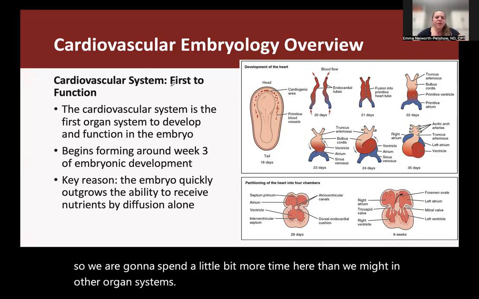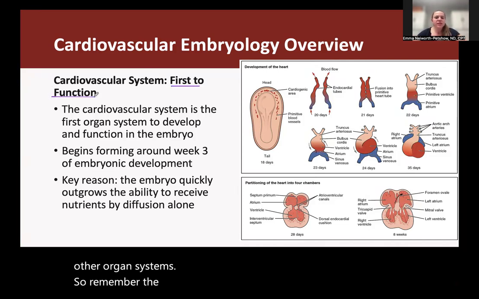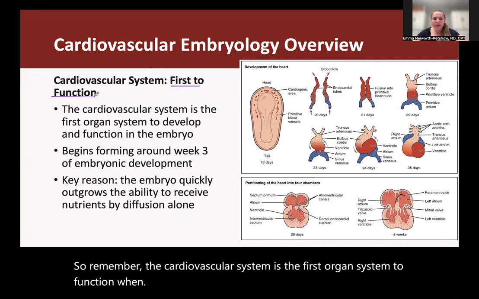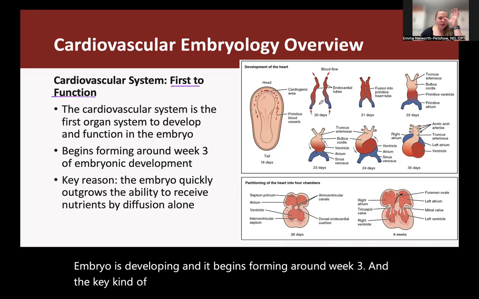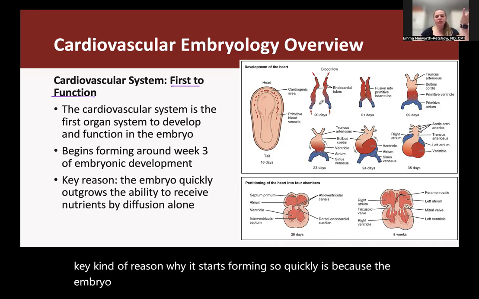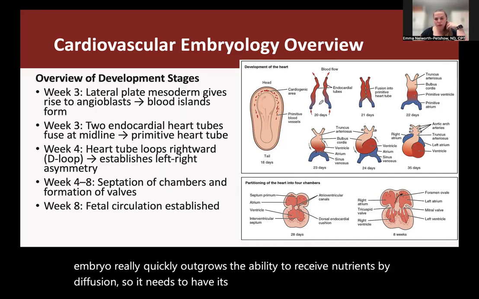So remember, the cardiovascular system is the first organ system to function when an embryo is developing, and it begins forming around week 3. The key reason why it starts forming so quickly is because the embryo really quickly outgrows the ability to receive nutrients by diffusion, so it needs its own ability to circulate nutrients throughout its growing body.